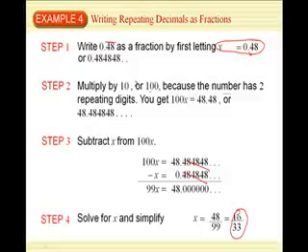I'm going to have to look back at the example when we do this. It's going to ask us to do this, so we'll do it together.